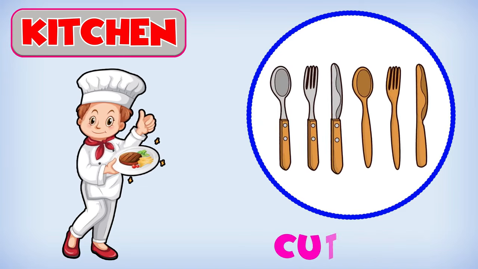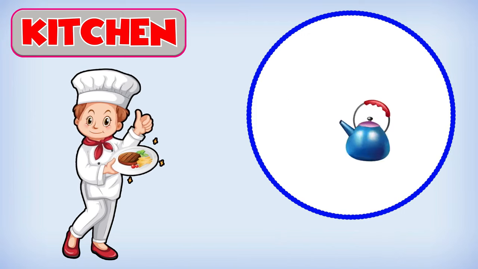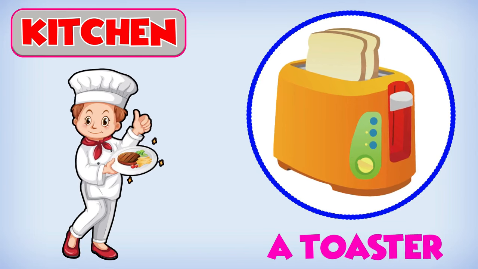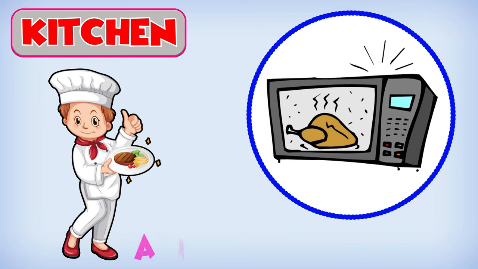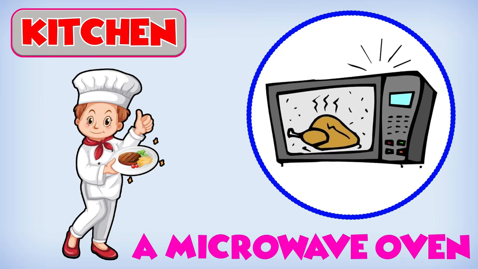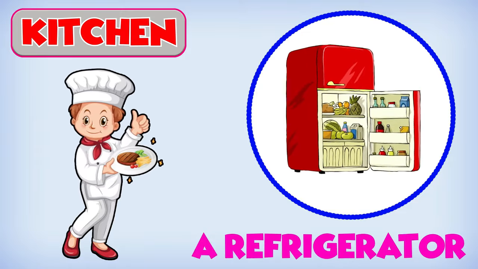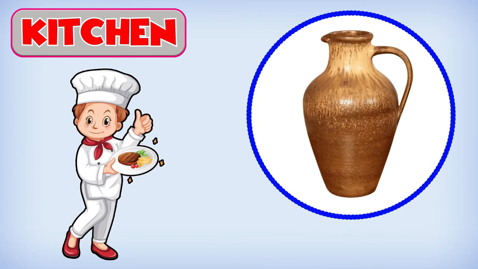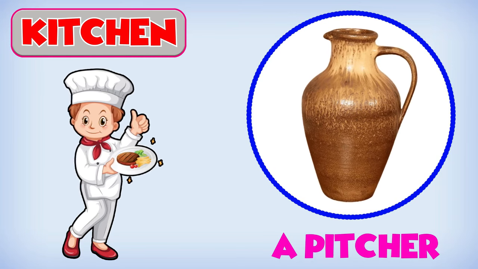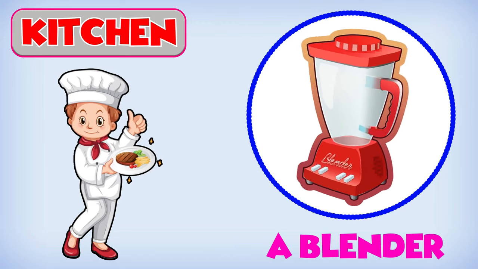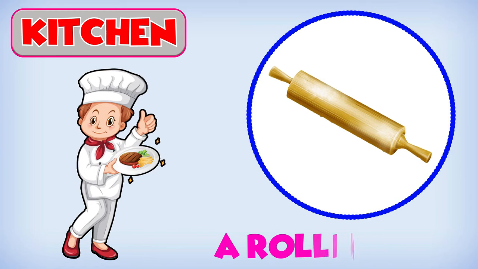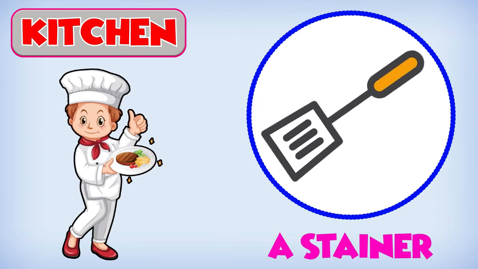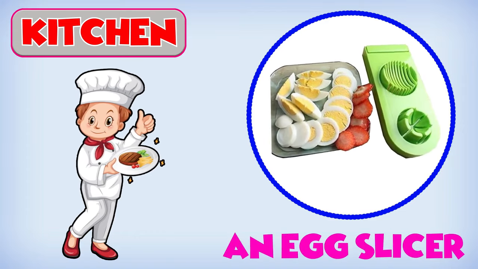Cutlery. A kettle. A toaster. A microwave oven. A refrigerator. A bread box. A pitcher. A blender. A rolling pin. A strainer. An egg slicer.